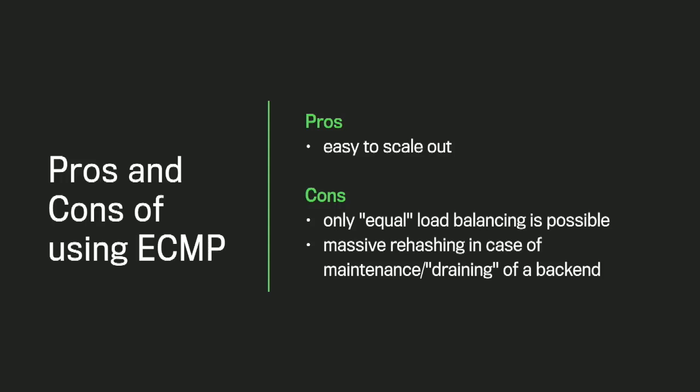The cons are that ECMP stands for equal cost. So you cannot have unequal load balancing. And that basically means that you cannot run different generations of hardware inside your edge cluster, because either the old generation will be overutilized or the new generation is going to be underutilized. The second issue, and this is the biggest one: if there is some event, for example, one Proxygen goes up or one of them goes down, you will see massive rehashing on the networking side.